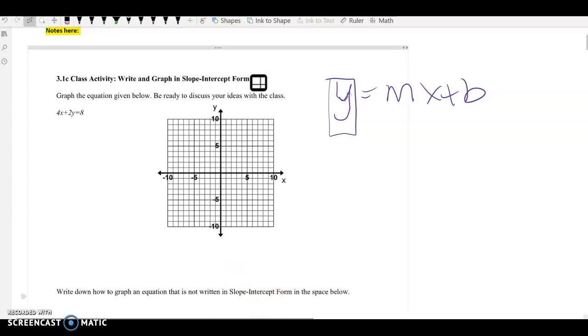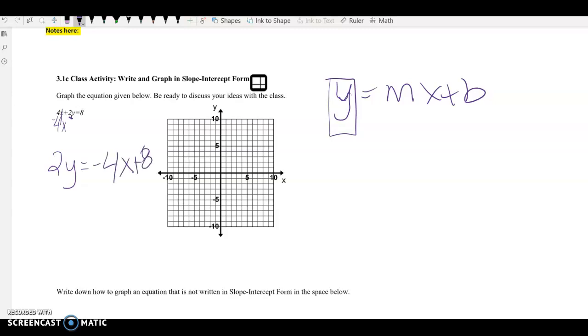So when I do that, I need to look at this equation on the left. My goal is to get this y by itself. So in order to do that, I'm going to move everything to the other side. So I'm going to subtract 4x. When I do that, I get 2y equals negative 4x plus 8. Now I want to get y by itself. So what do I need to do? Well, divide everything in here by 2. Now I have y by itself. y equals negative 2x plus 4.